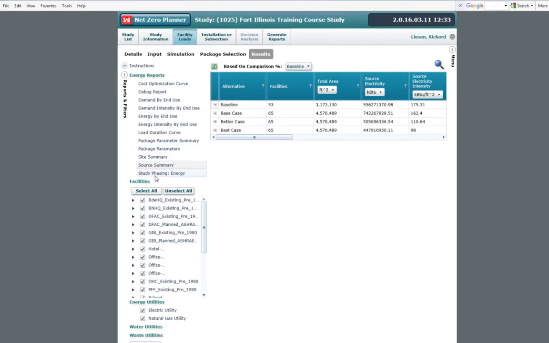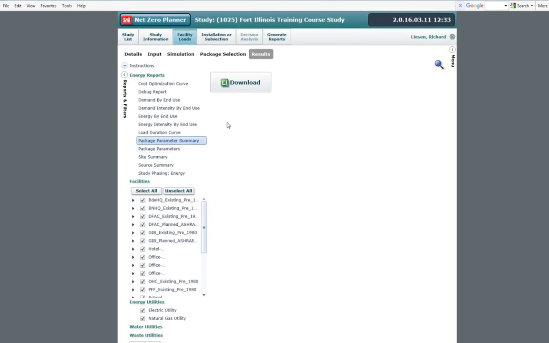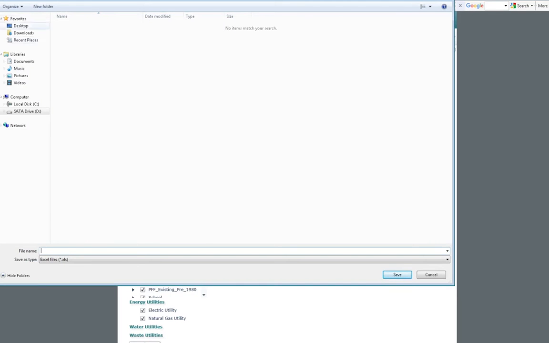Okay, I'm going to do this phasing at the end, and I'm going to look at the package parameter summary and the package parameters. Now these are Excel downloads. Right now it's loading that data. We'll let that load for a second here. Okay, and when we have that available, we hit the download. We'll go ahead and put that on our desktop, and that was the package parameter summary.